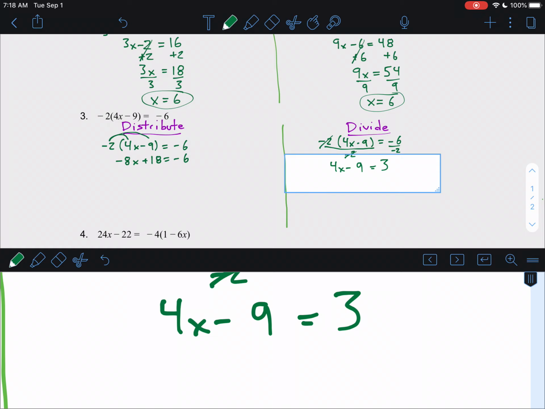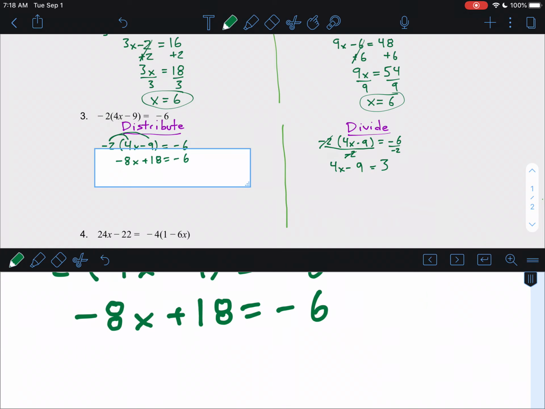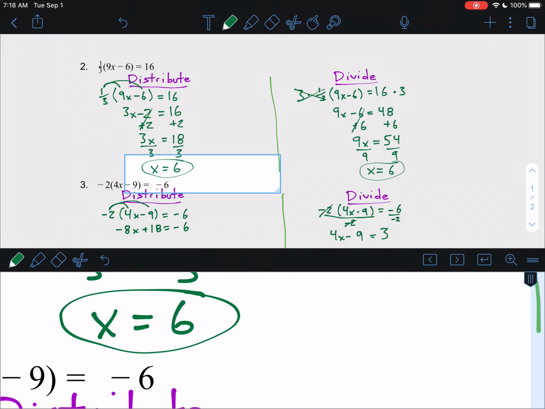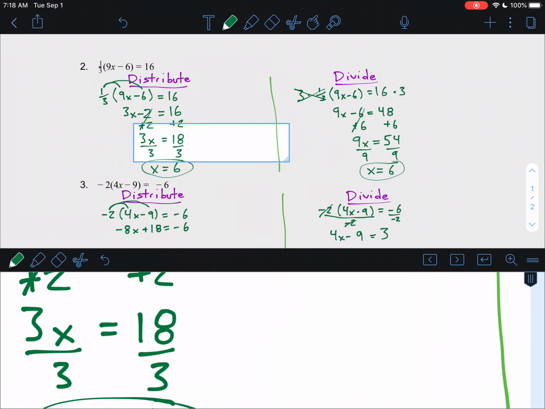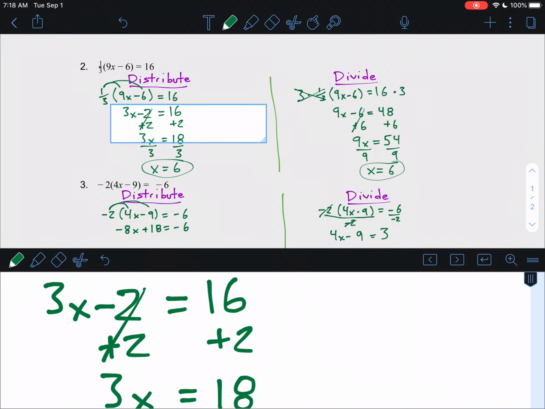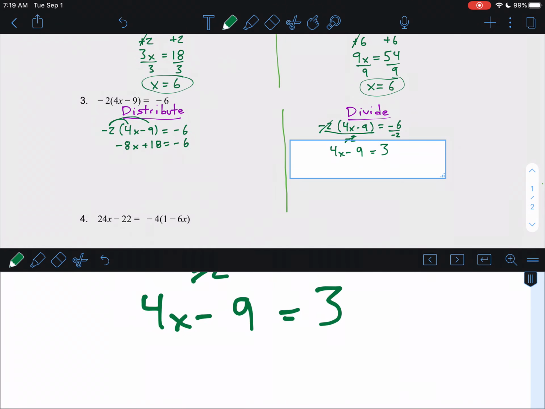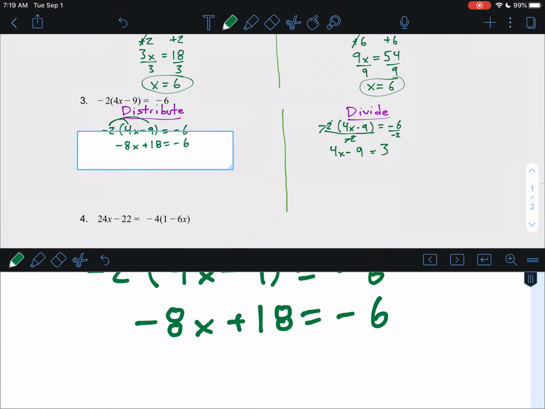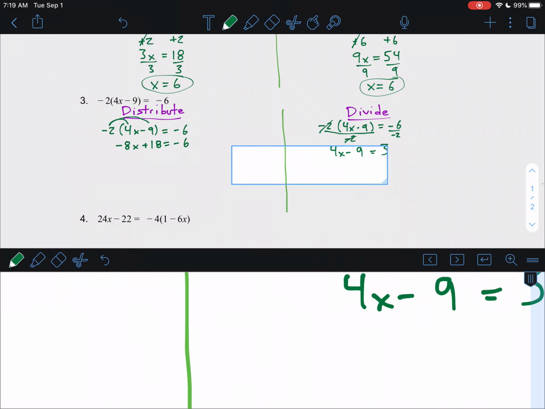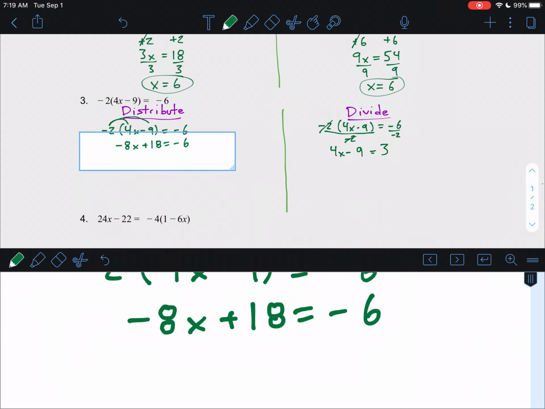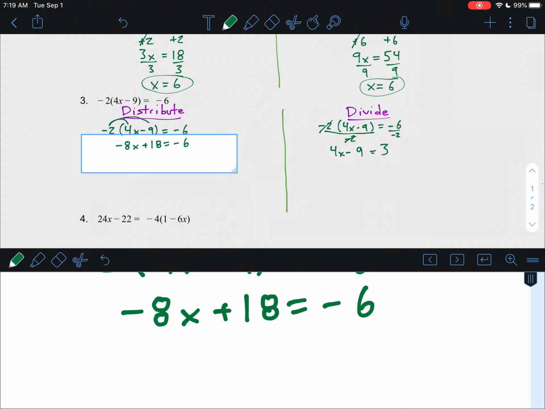This 4x minus 9 looks a lot prettier than the negative 8x plus 18, but either way, we're going to get the same answer. And like up here, distributing gave me a prettier answer because 3x minus 2 looked better than 9x minus 6. But down here, dividing looked better because 4x minus 9 looks better than negative 8x plus 18. So either way, we're going to get a right answer. So let's see. I have negative 8x plus 18 equals negative 6. I have to subtract 18 from both sides.